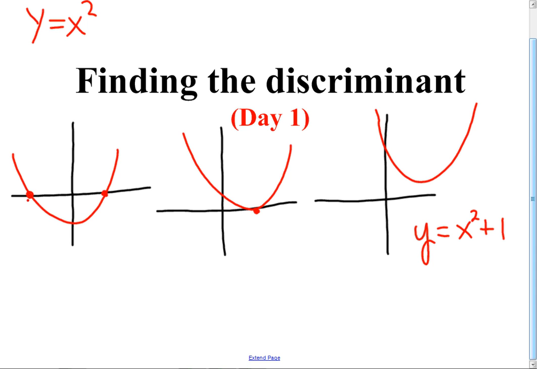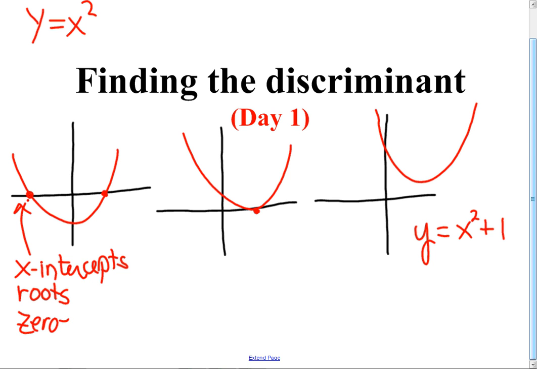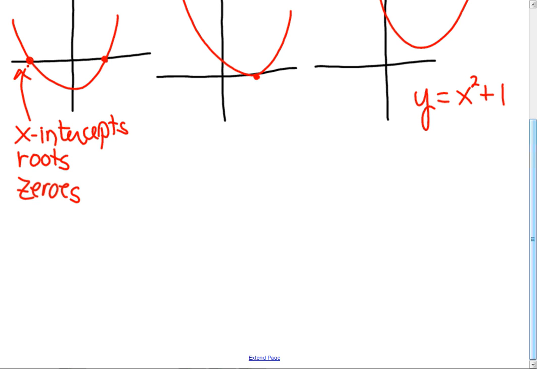Where this crosses, there's a lot of words for these. You guys remember what that is? X-intercept. That's one word. They're also called roots. They're also called zeros. So I might ask you any one of those words. How many roots does a quadratic equation have? 2. Well, no, not always.